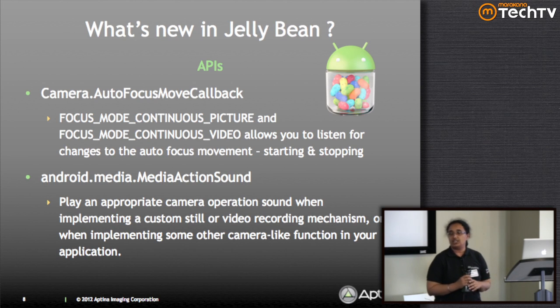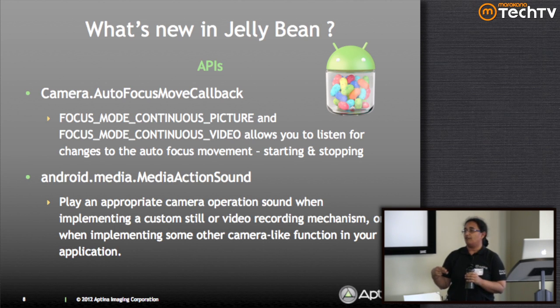OK, so what's new in Jellybean? When Ice Cream Sandwich came out, it came out with a huge set of APIs for camera. But in Jellybean, there was one camera API, which is the autofocus move callback. Basically, there are different kinds of focus modes that you can put your camera into. If it is a continuous focus mode, either for still or video, the application at times needs to know whether the focus has started or it has stopped. And so this is what that callback provides.